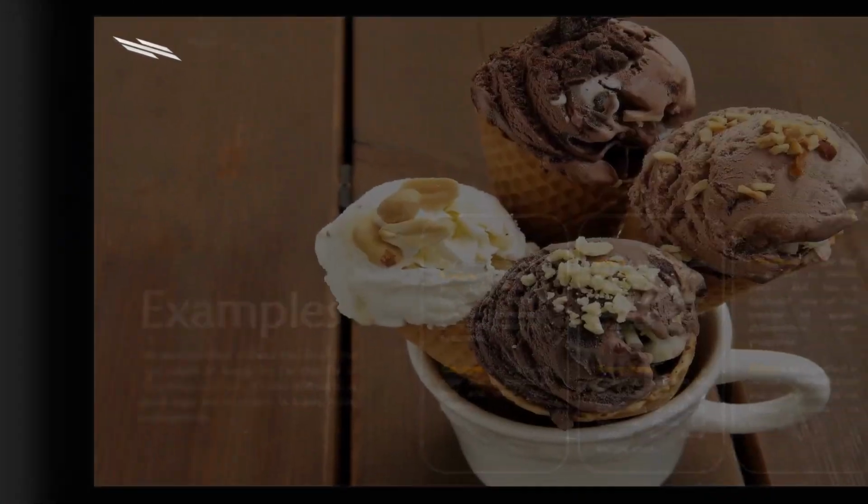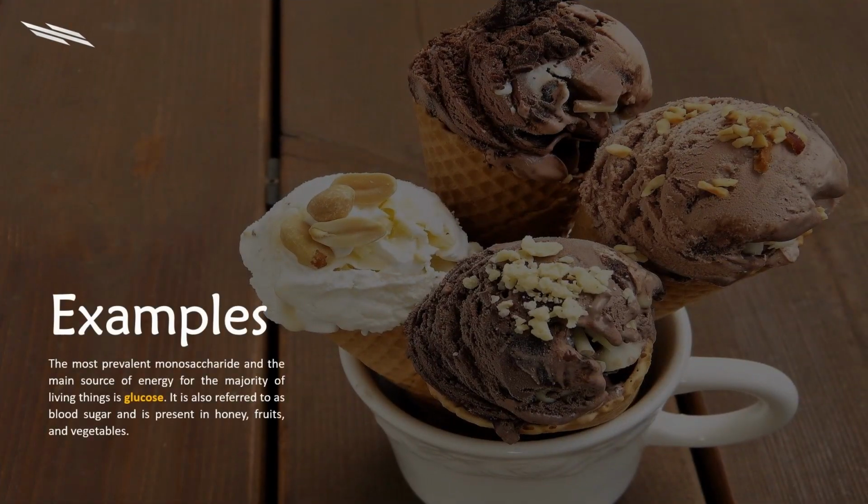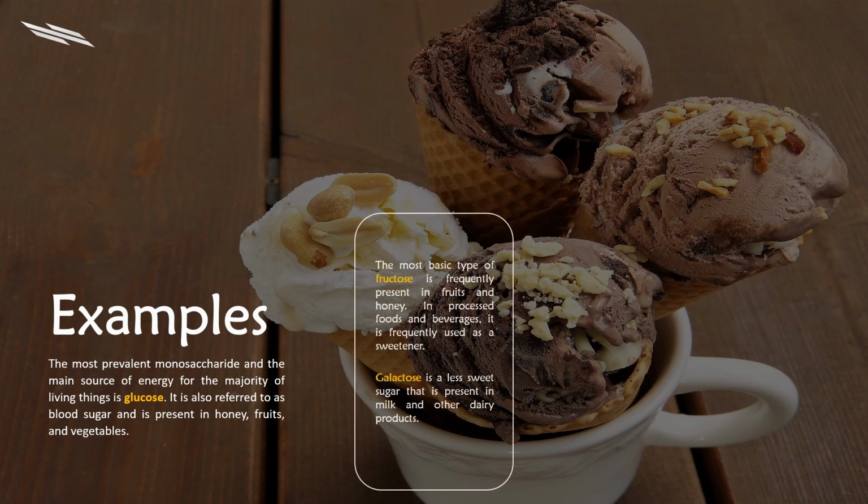Glucose is the most prevalent monosaccharide and the main source of energy for the majority of living things. It is also referred to as blood sugar and is present in honey, fruits, and vegetables. The sweetest of all monosaccharides, fructose is frequently present in fruits and honey. In processed foods and beverages, it is frequently used as a sweetener. Compared to fructose and glucose, galactose is a less sweet sugar that is present in milk and other dairy products.